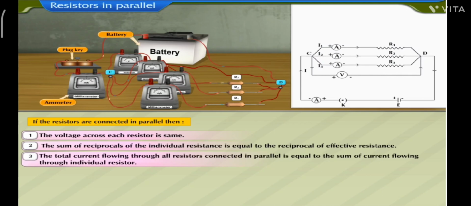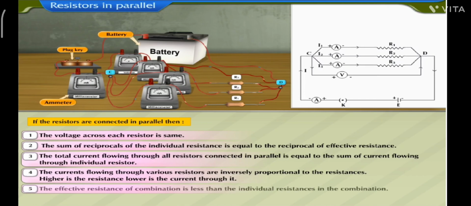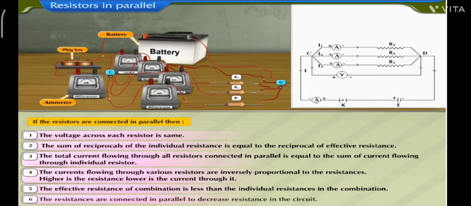The total current flowing through all resistors connected in parallel is equal to the sum of currents flowing through individual resistors. The currents flowing through various resistors are inversely proportional to the resistances. Higher is the resistance, lower is the current through it. The effective resistance of combination is less than the individual resistances in the combination. The resistances are connected in parallel to decrease resistance in the circuit.